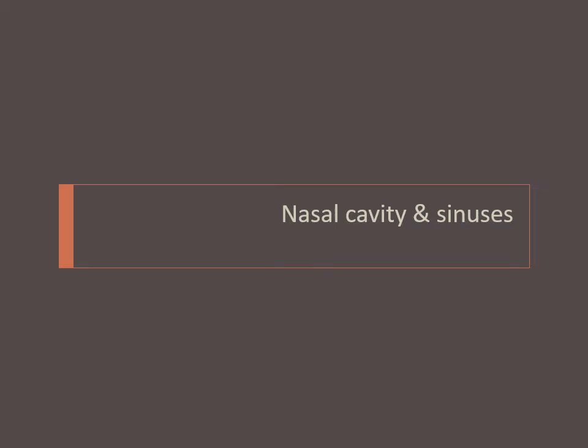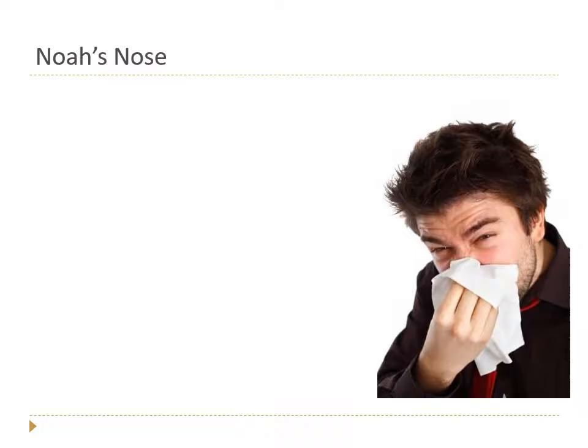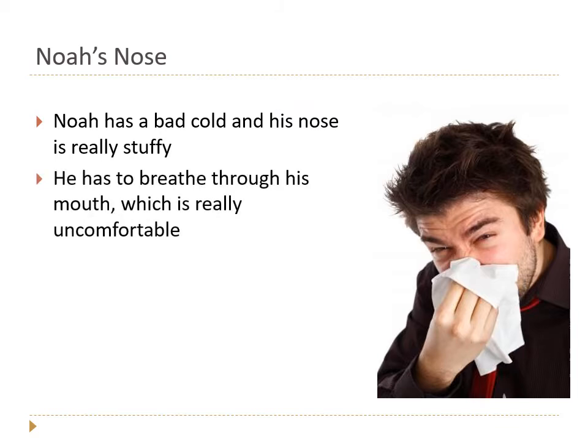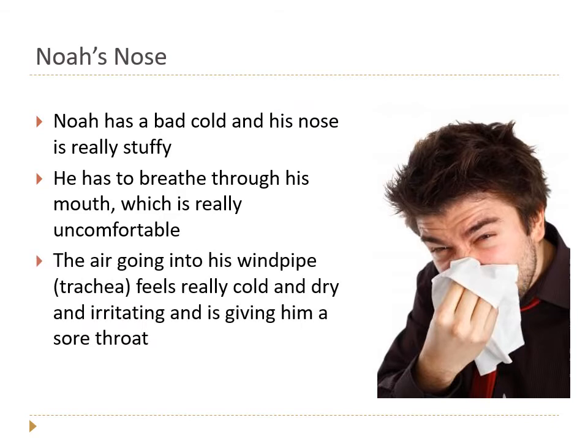We're going to start with the nasal cavity and the sinuses. We'll start with the case of Noah and his nose. So Noah has a really bad cold and his nose is super stuffy. And because it's so stuffy, he has to breathe in and out through his mouth, and he finds that this is really uncomfortable. The air coming into his windpipe or trachea is really cold and dry, it's irritating, and he's getting a sore throat from having to breathe in and out of his mouth instead of through his nose. So already that's given us a clue as to what the nose actually does for us.